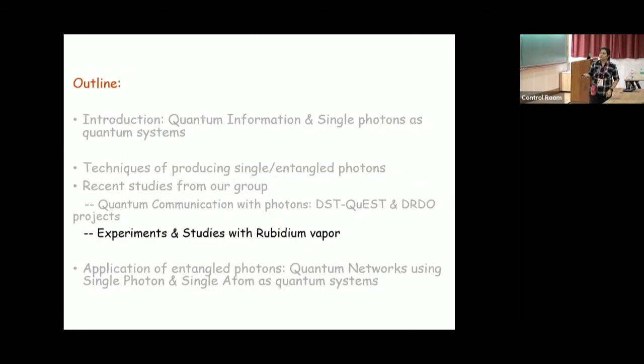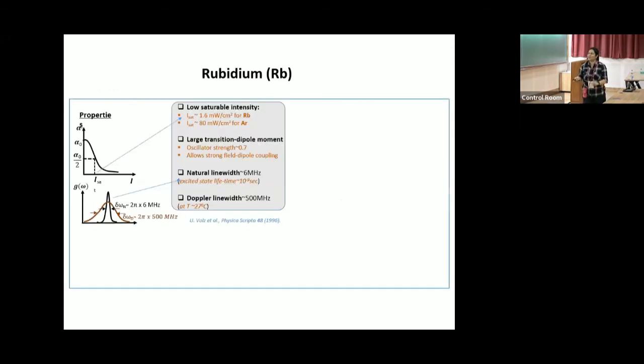I think I can skip this slide, but can I just start with the rubidium experiment, for one or two minutes? I'm sorry. There were also questions, by the way, so I can take that liberty a little bit.